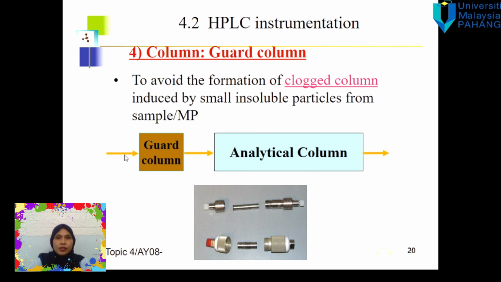Next compartment is the guard column. The guard column has the same properties as the analytical column. Why do we sometimes use a guard column? To avoid the formation of a clogged column induced by small insoluble particles from the sample or mobile phase. Its properties are the same as the analytical column, but it is only a small column.